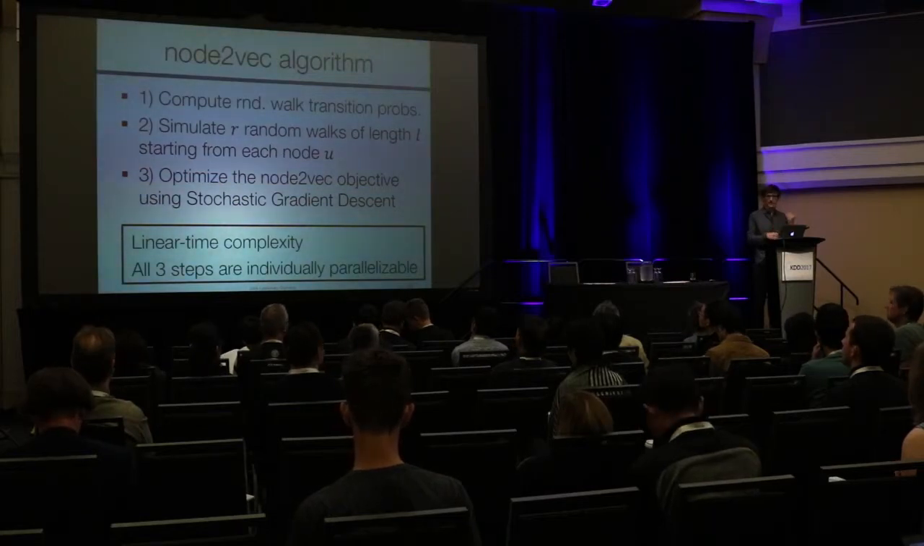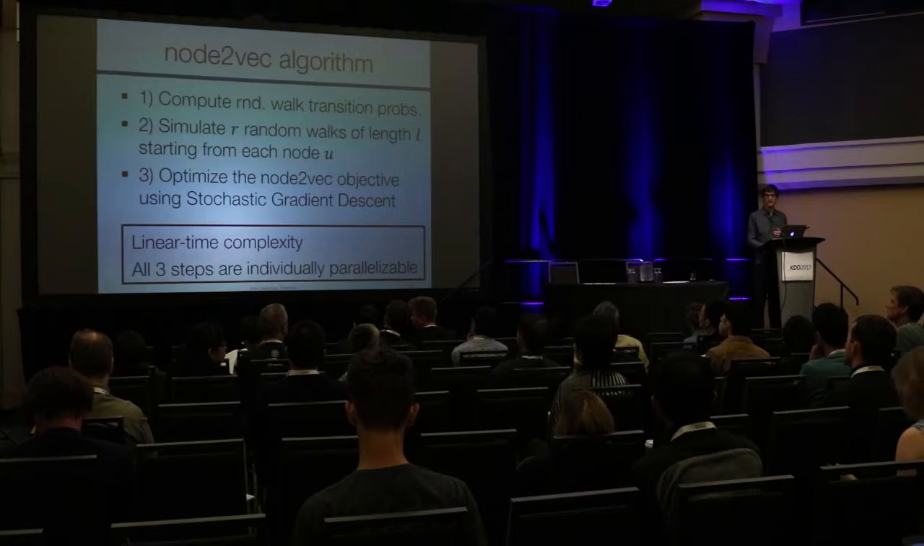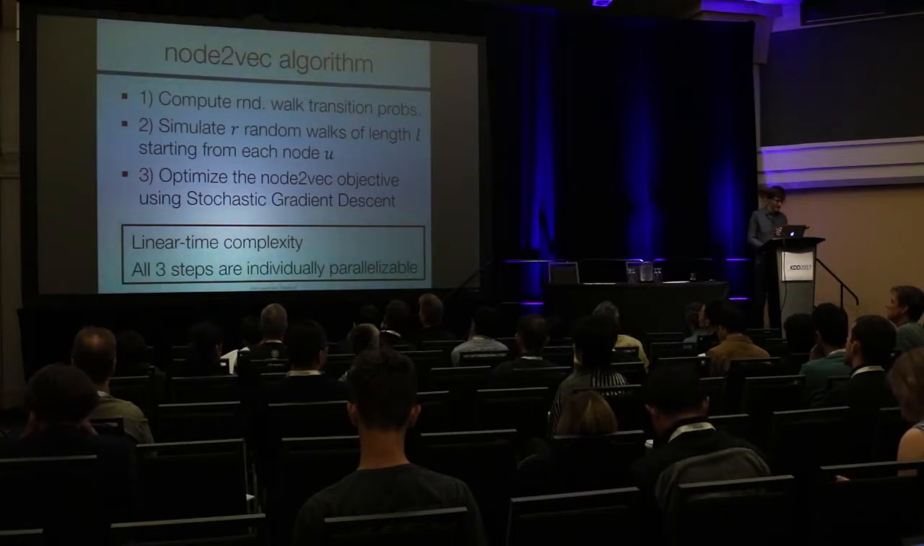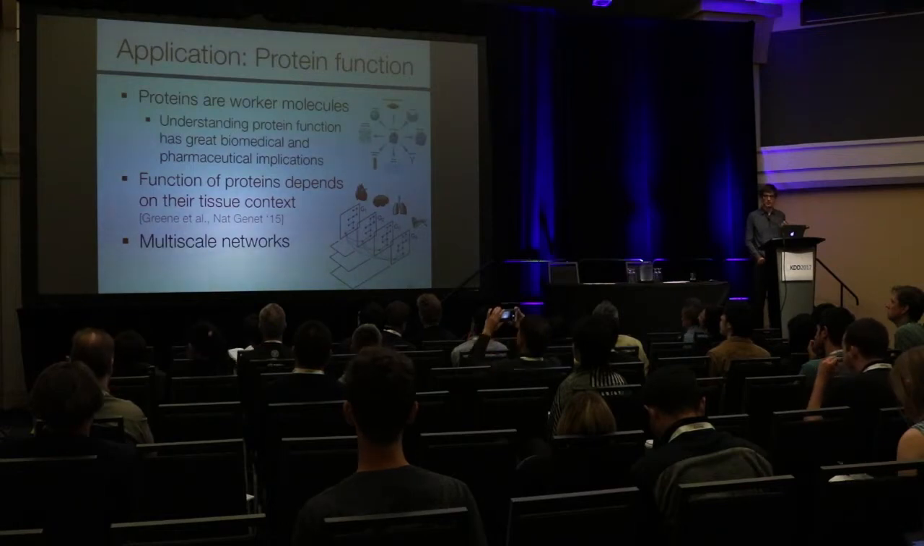All this is linear time complexity, and each of these three steps is individually parallelizable. So you can run this well. I want to show one application of this. In particular, this application will be to biological networks, to predicting protein function.